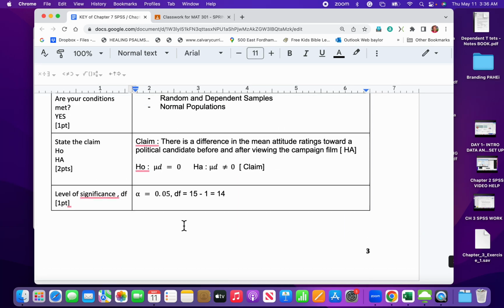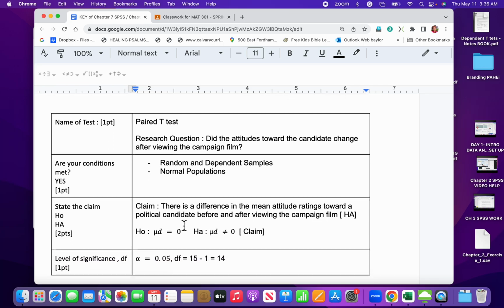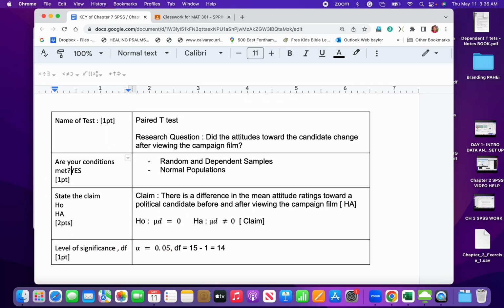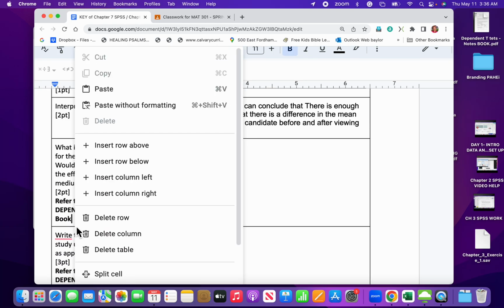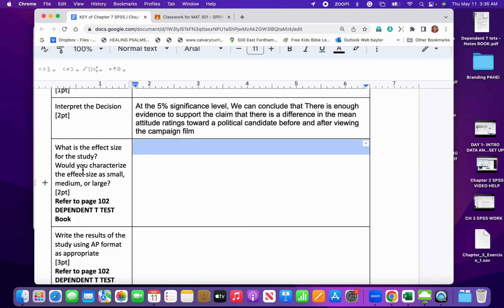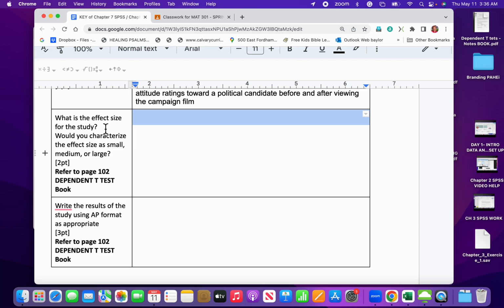Now, what remains for you to do is the following. Again, I'm going to ask you to answer this specific question. What is the effect size for the study? Would you characterize the effect size as small, medium, or large? Refer to this page in the book. Same thing, write the AP format.